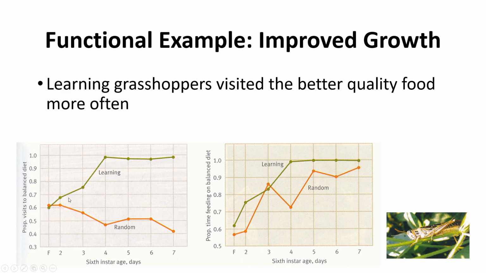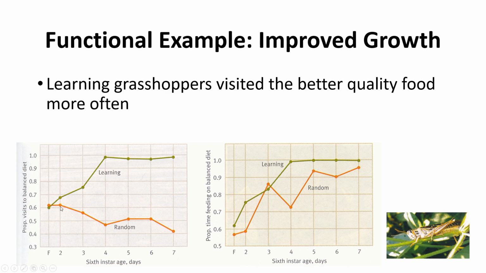And so we can see for the green line, our learning line, it took them a little while to figure it out. At first, the green and the orange are pretty much the same, but after about 3 or 4 days, they've figured out the association and know which side or which color or which smell to go to. And these are the proportion of visits to the balanced diet. So 100% of the time, pretty much, they were visiting the balanced diet plate. They went to the more desirable of the food types.